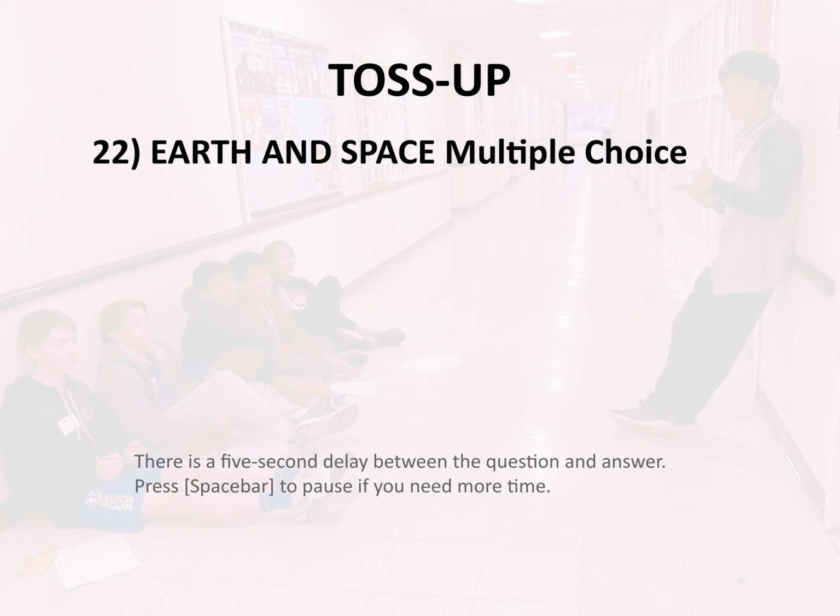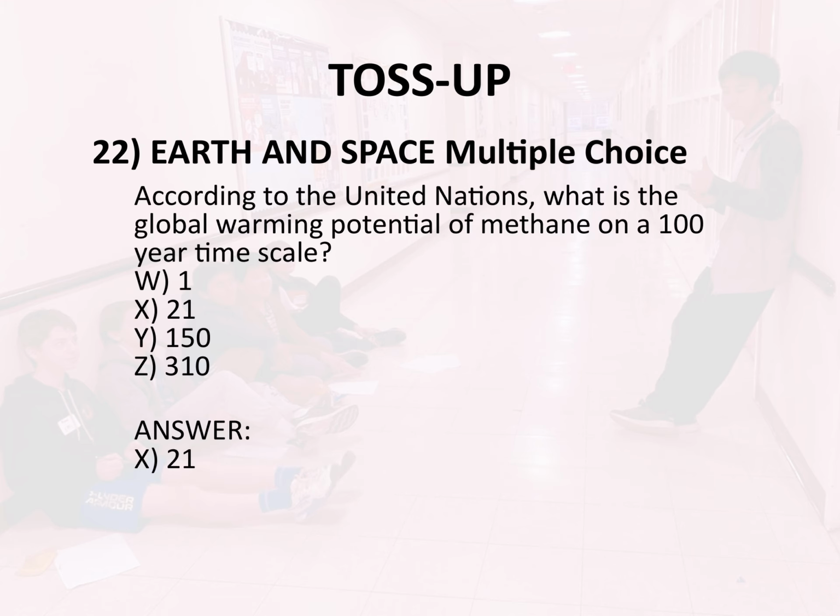Toss-up 22. Earth and space. Multiple choice. According to the United Nations, what is the global warming potential of methane on a 100-year timescale? W. 1. X. 21. Y. 150. Z. 310. Answer: X. 21.